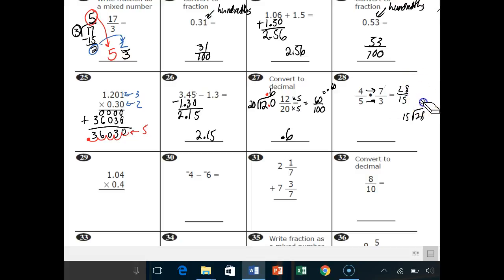Oh, sorry, I used the wrong color. It goes in there one time. That's leaving us 13 left over. So my answer is 1 and 13 over 15. I cannot simplify it. That's my answer. Okay. So 1 came from right there. The 13 came from what was left over.